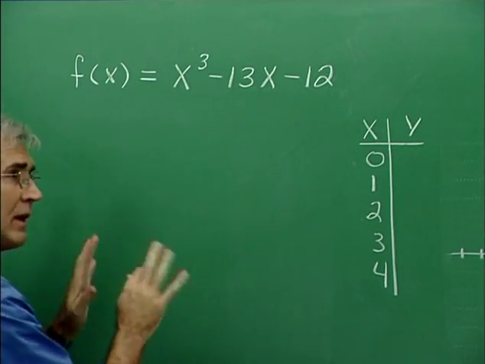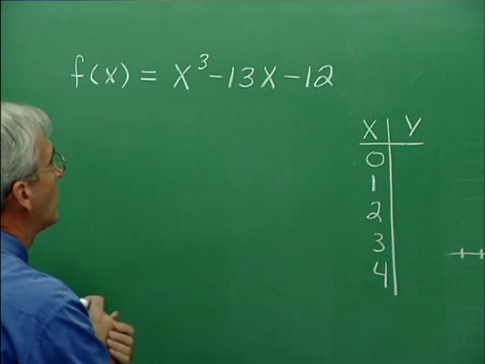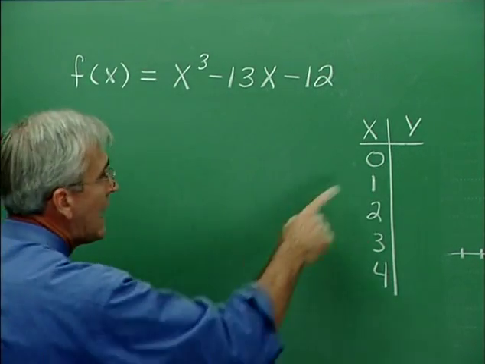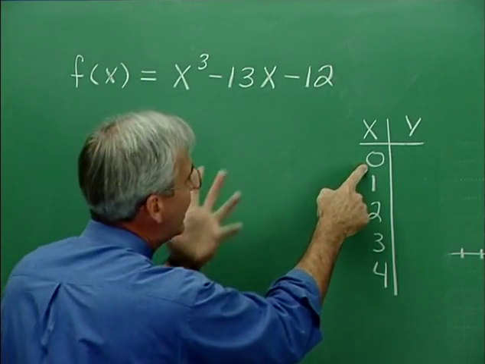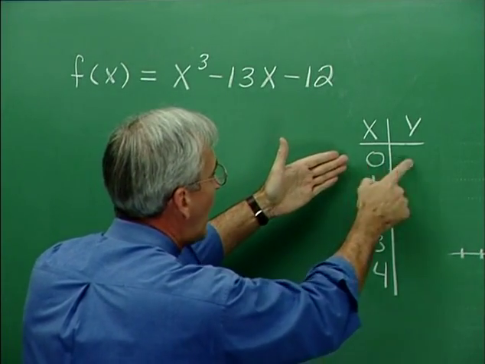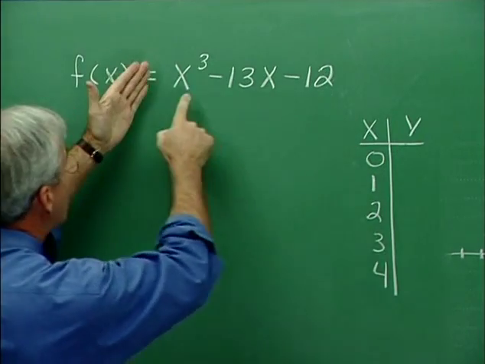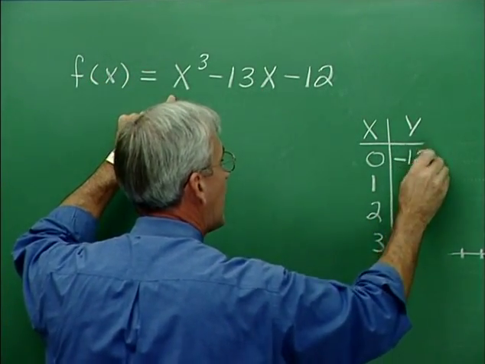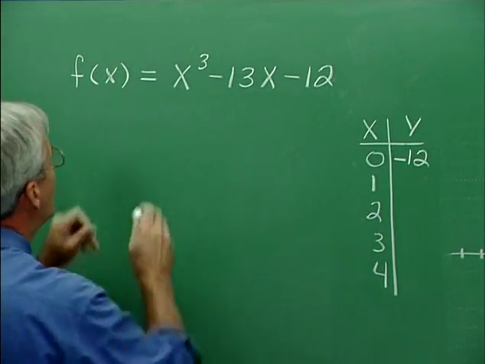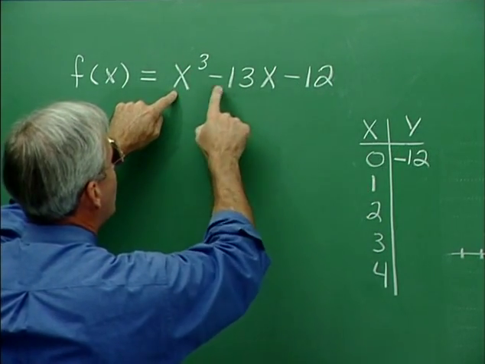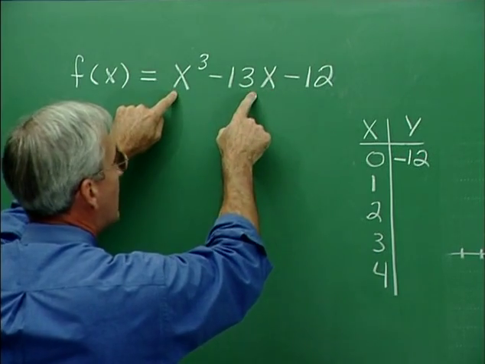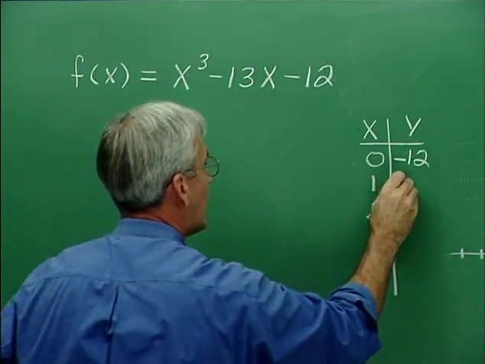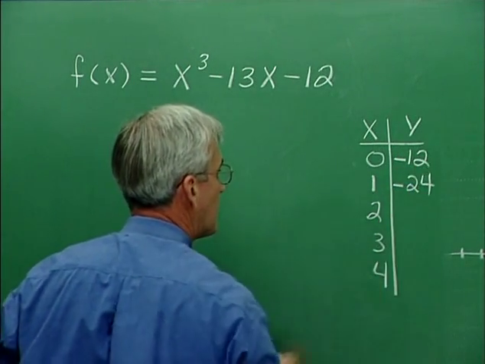Now let's think about the behavior kind of in the middle of the coordinate plane. Let's begin by building a table of values. Okay. F of 0, well, let's see, it's pretty easy for us to tell what y is when x is 0. If x is 0, these two terms go out, and y is negative 12. All right, f of 1, that's pretty easy also. 1 cubed, and then negative 13 times 1 is negative 13. 1 minus 13 is negative 12. Minus 12 minus 12, that's minus 24. All right, that's easy enough.